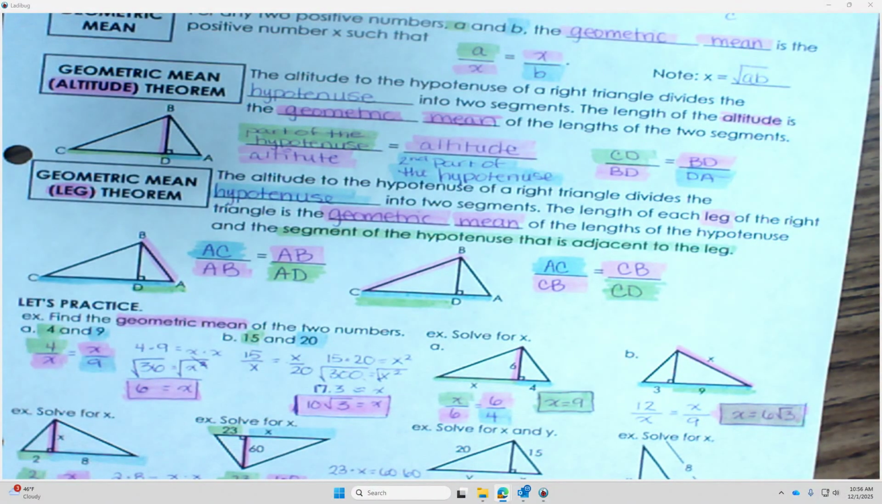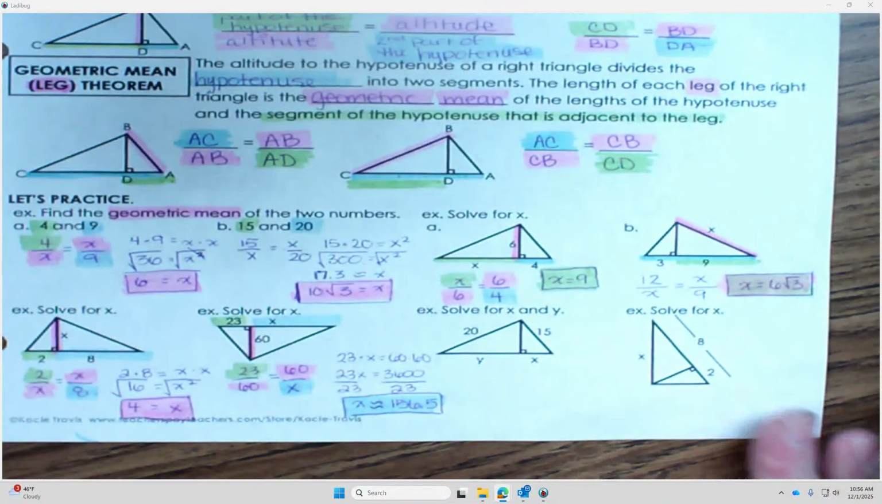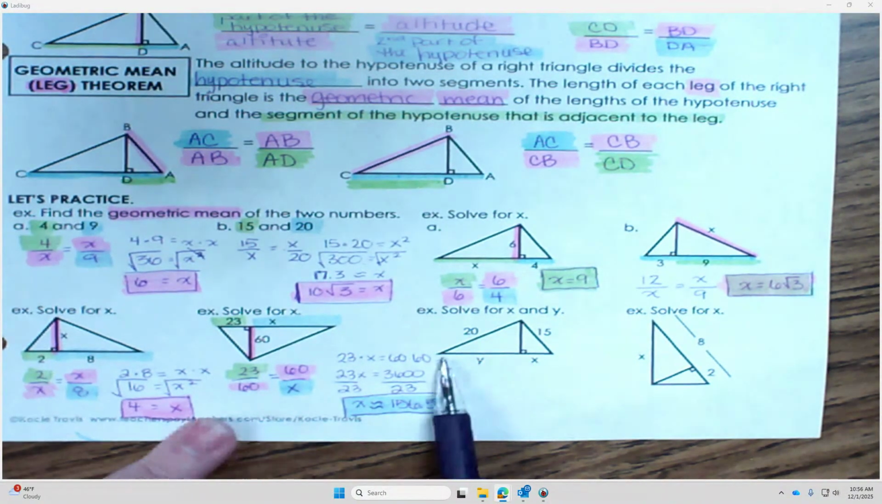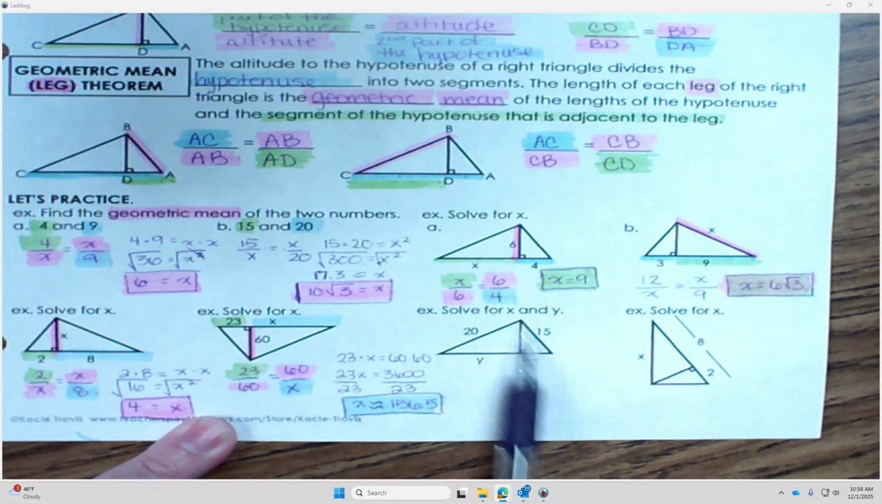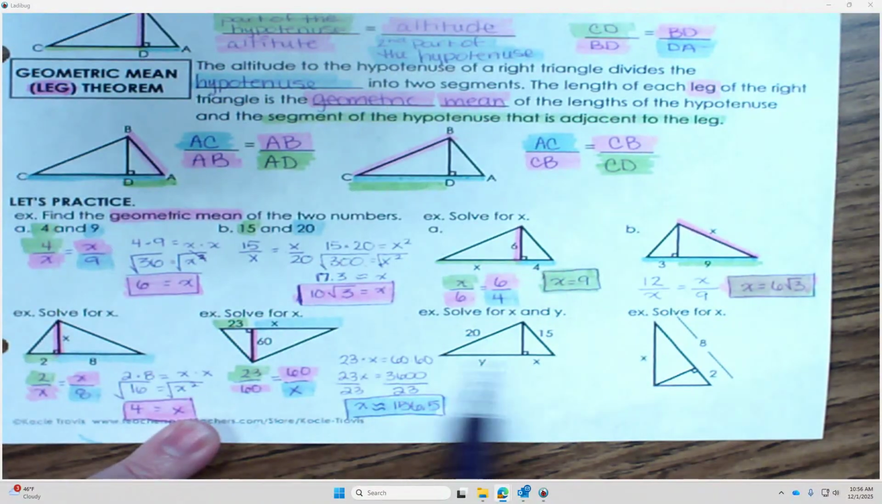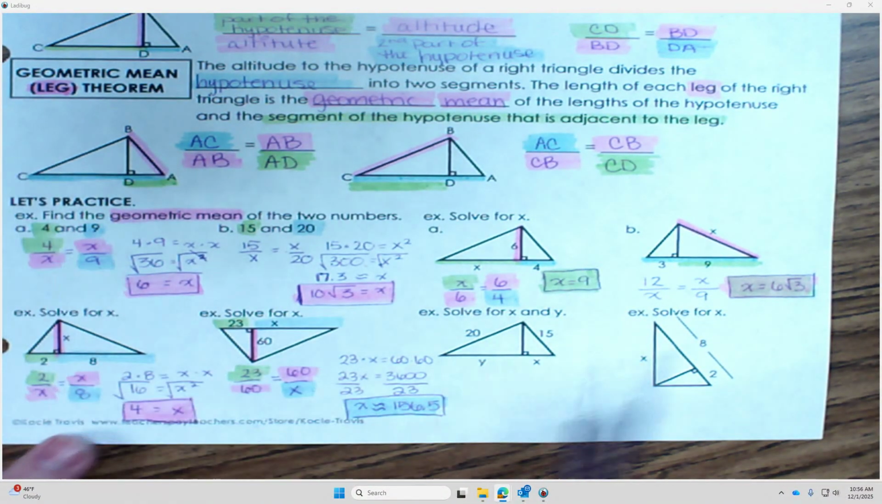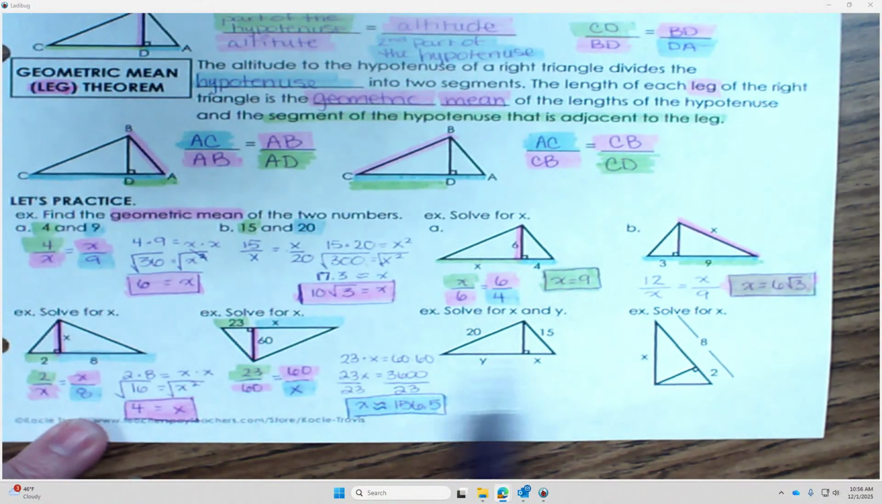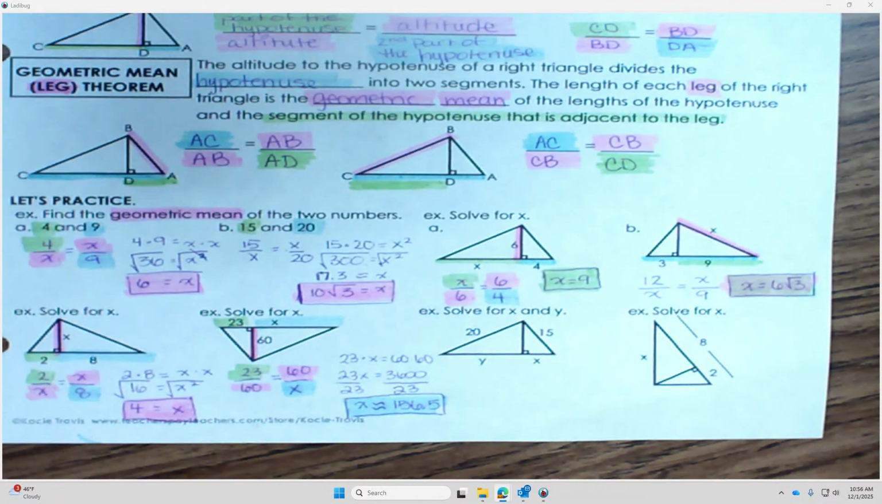Wait a second, let me think back to my previous math classes. I know if I have this leg and this leg, I can use the Pythagorean theorem to solve for the hypotenuse. So before you use the geometric mean theorem, they want you to solve for the hypotenuse using the Pythagorean theorem. And they're not going to tell you that because they're asking you to connect your prior knowledge, things you already know how to do, with this problem.